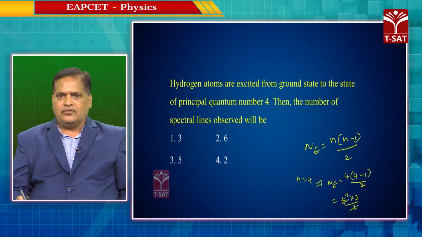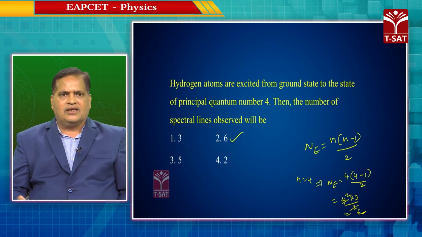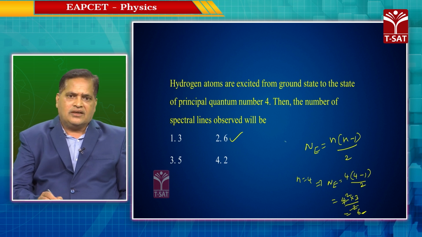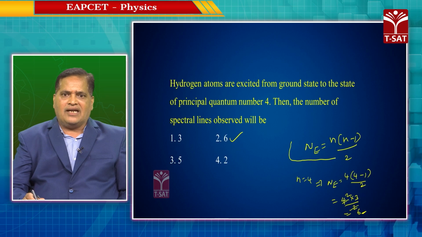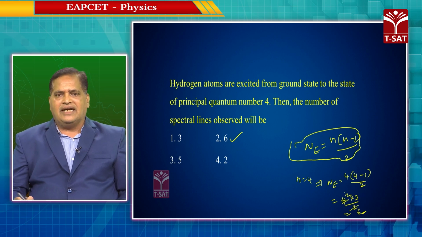Okay, 2 into 3 is 6. Here this is the answer, option 6. Therefore the number of spectral lines formula is that Ne is equal to n into (n minus 1) by 2.